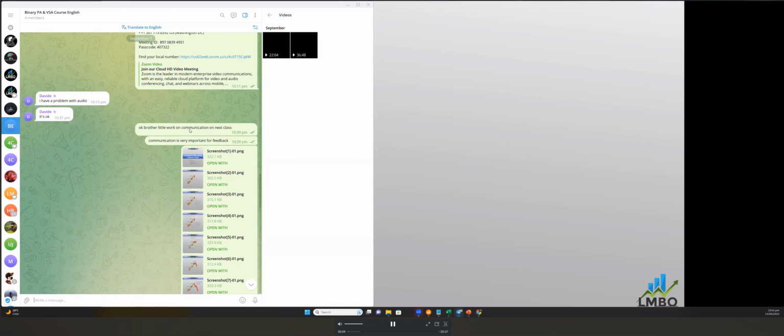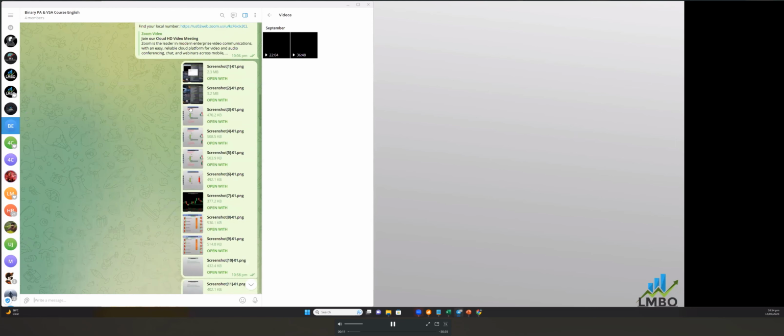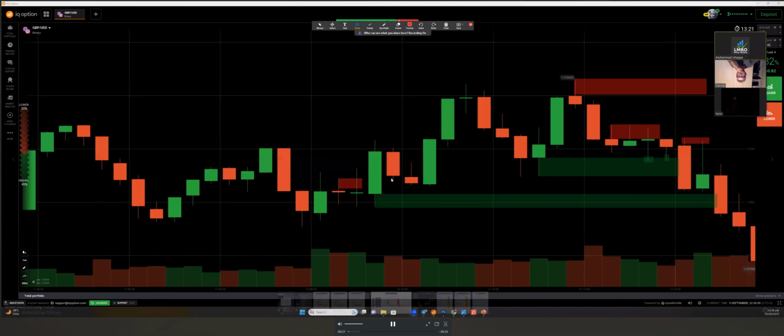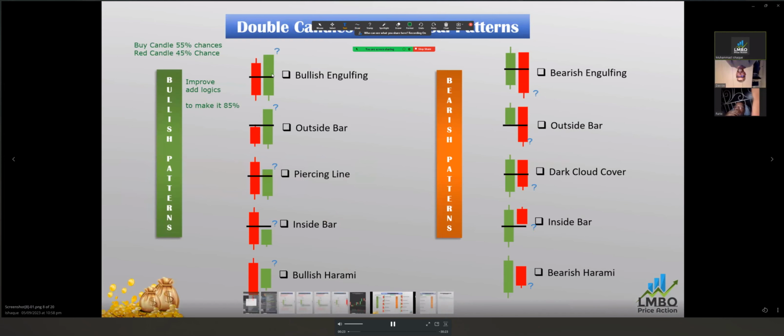Okay. In the previous class, we learned these points. Here we learned about the candlestick body, candlestick wick, and upper wick. And also we learned about the double candlestick pattern. This double candlestick pattern shows the prediction of the next candle, what will be the next candle after this pattern.